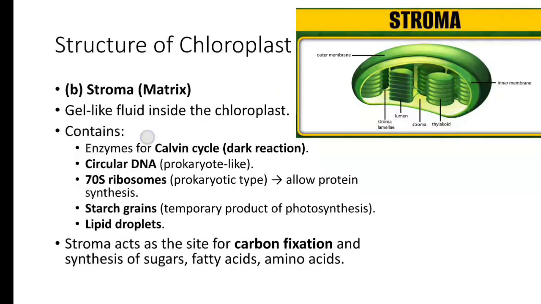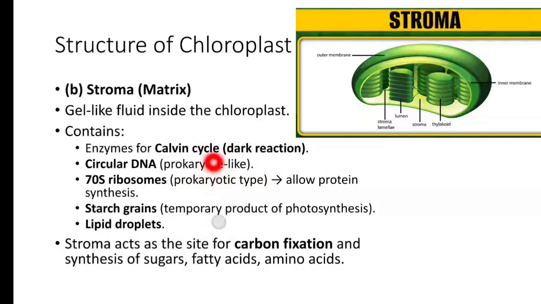So next one is the stroma. Stroma is also called the matrix. It is a gel-like fluid present inside the chloroplast. It contains different enzymes responsible for different biochemical reactions, especially the Calvin cycle, which is also denoted as the dark reactions. It contains circular DNA. As I said earlier, it is similar to prokaryotic organisms. Prokaryotic organisms means what? Bacteria.